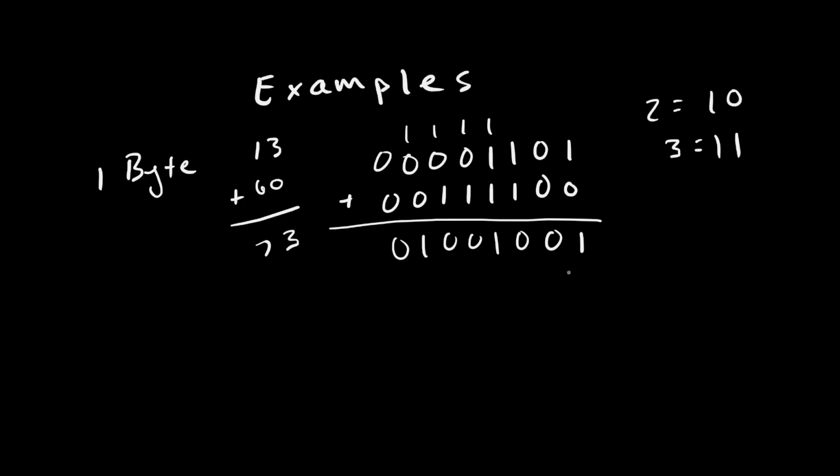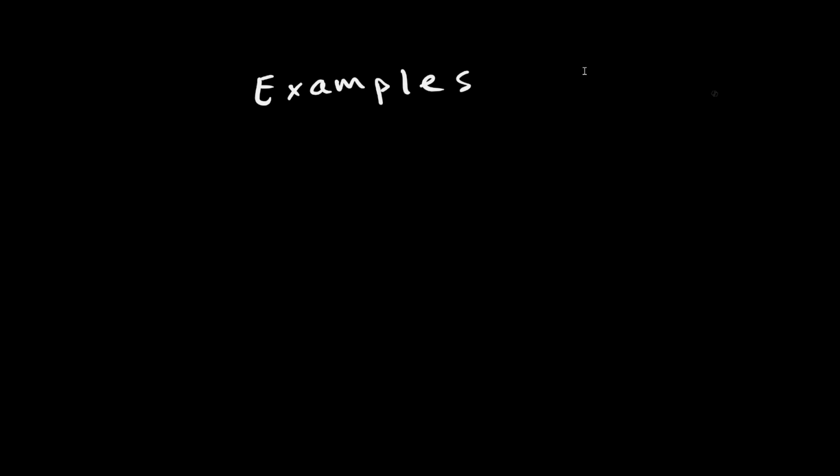Now let's add this up to make sure that we have what we want. That's 1, 2, 4, 8, 16, 32, 64. 64 plus 8 is 72. 72 plus 1 is 73. Yep, 73. Let's do one more.